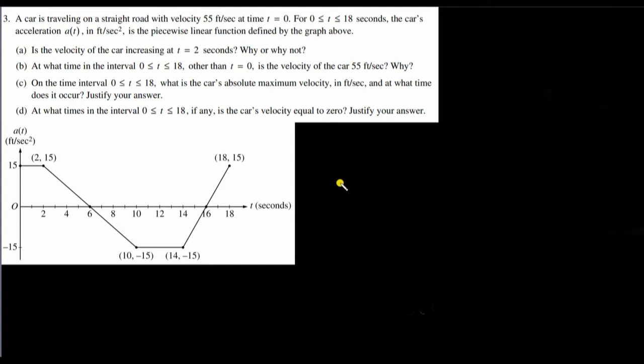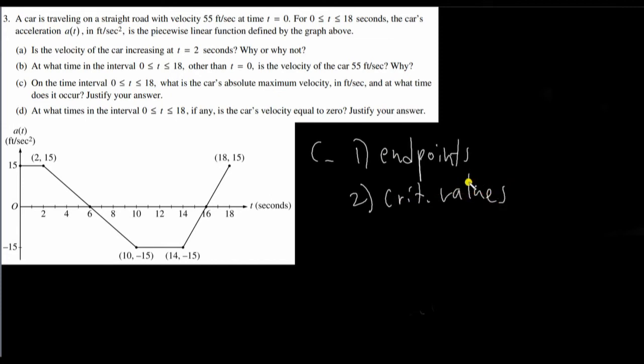When we're dealing with absolute extrema, it's good to think about where it could possibly occur. For absolute extrema, we need to check endpoints and critical values. 1 is endpoints, 2 is critical values. For our endpoints, that's going to be t equals 0 and t equals 18. For our critical values, that's going to be where the acceleration graph crosses the t-axis, so it's going to be t equals 6 and t equals 16.